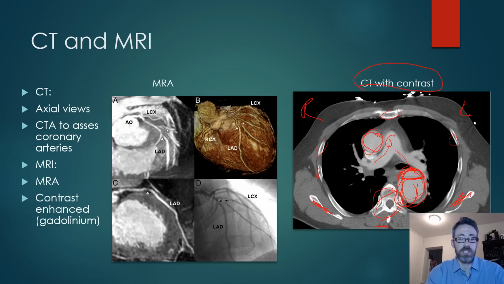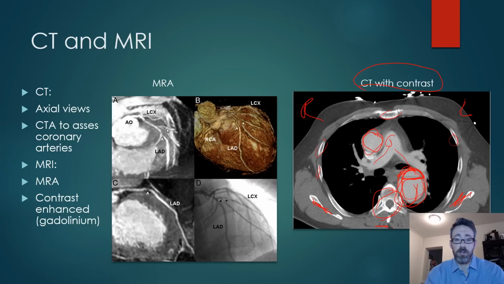This helps us to also assess coronary arteries. It's not as good as the coronary angiogram, but we can see if anything is calcified. So if somebody has atherosclerosis, they might have calcifications, which would show up more whitish.